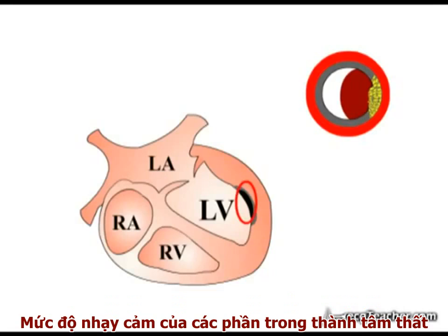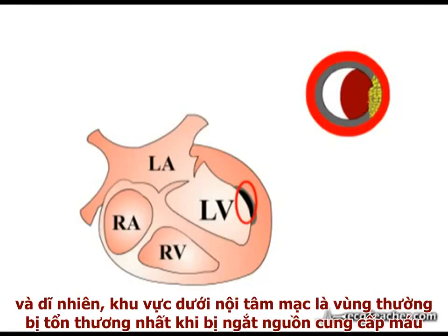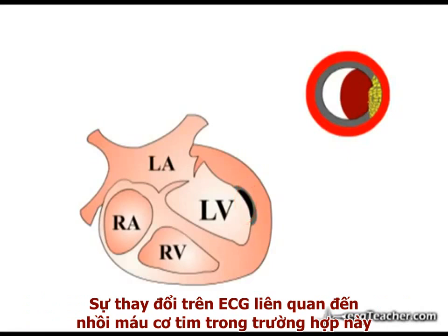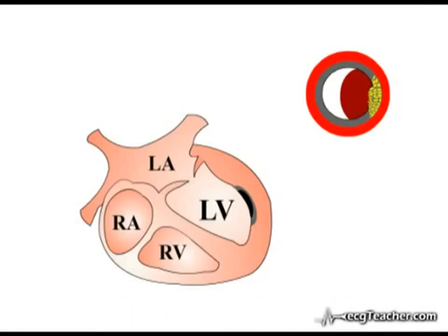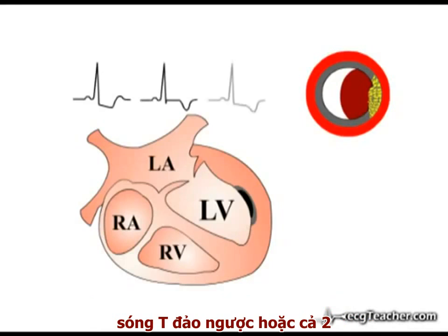The susceptibility of the ventricular wall to this type of partial thickness infarction is not uniform. Again, the subendocardial region seems to be the most precarious in terms of blood supply. The ECG changes associated with infarction in this situation are identical to those of pure ischemia, with depression of the ST segment, T-wave inversion, or both.